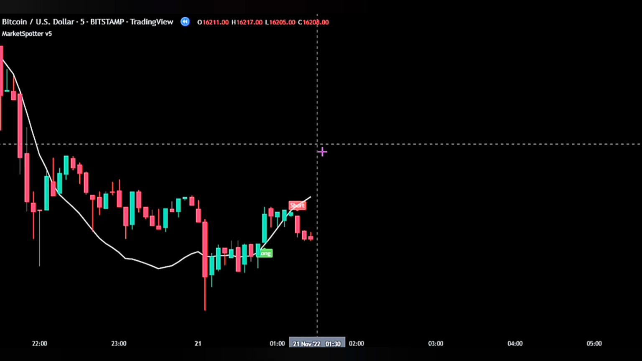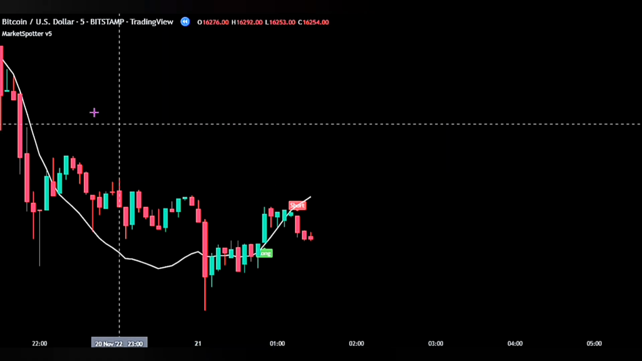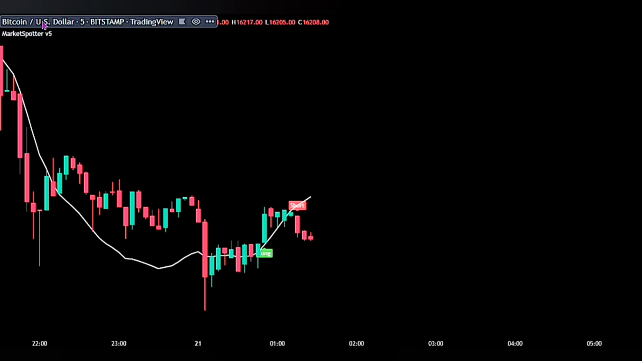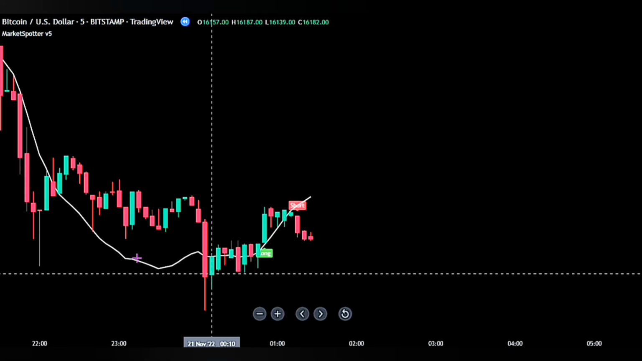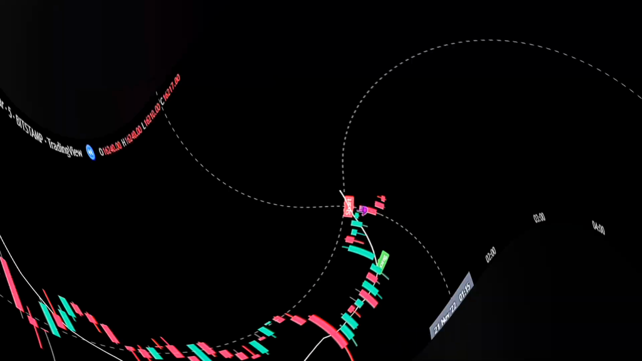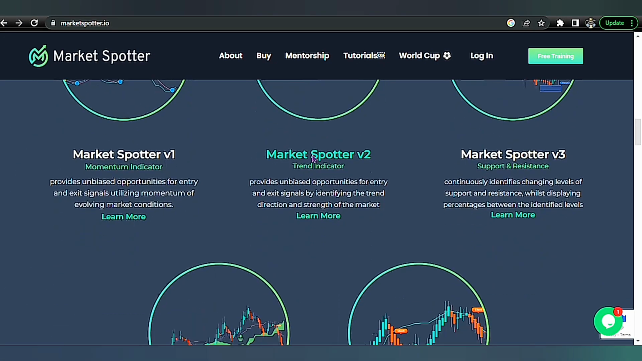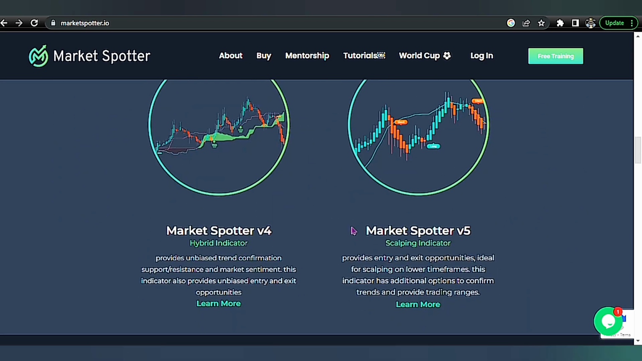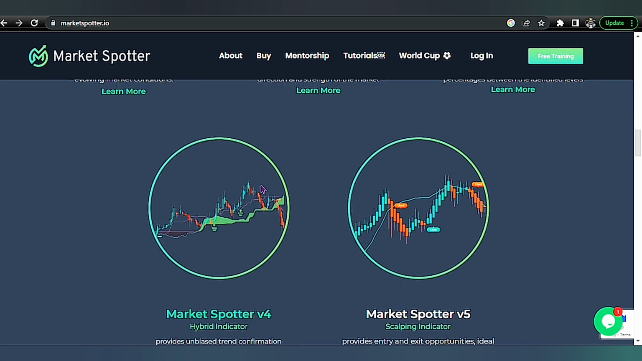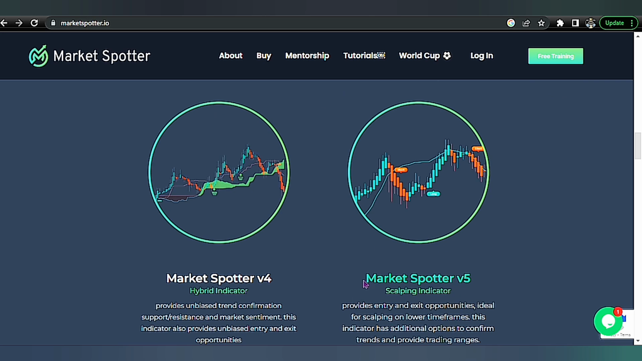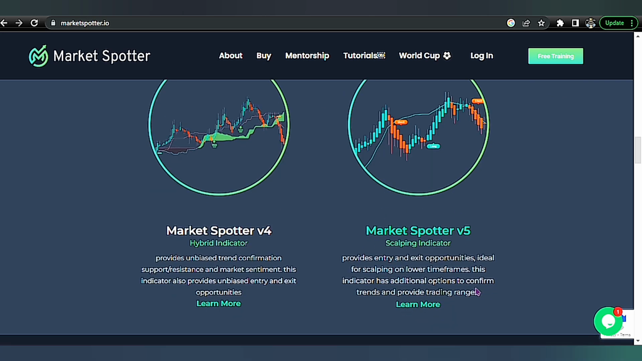Okay guys, for this strategy, we are looking at the Bitcoin United States dollar, and we are on the 5 minutes time frame. This indicator is the Market Spotter V5 indicator. It is a package of indicators, as you get 5 different indicators with this. Honestly, these indicators work super well, but in today's video, I will be testing out the V5 indicator. As we all know, we love to scalp, and this provides entry and exit opportunities, ideal for scalping on lower time frames.